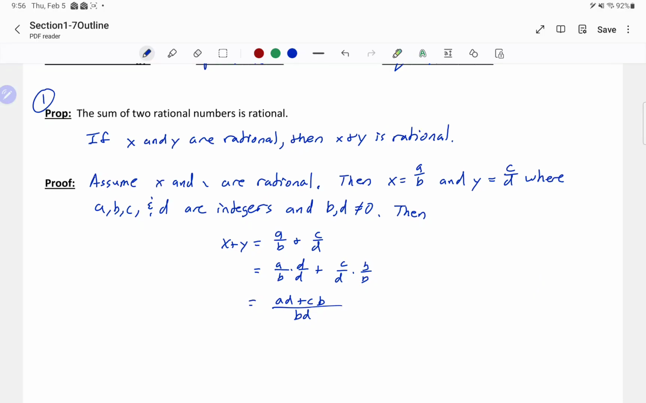Now, what do we have here? What is AD plus CB? What kind of number is that? That's an integer, and it's an integer because we know that A, D, C, and B are integers. So I'll say since A, B, C, and D are integers, AD plus CB and BD are integers.